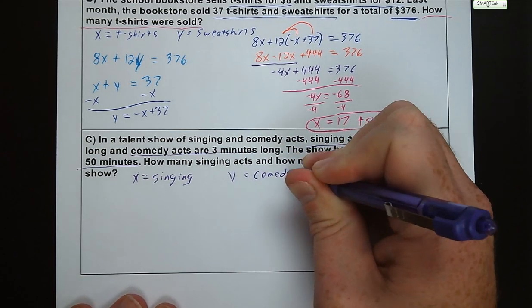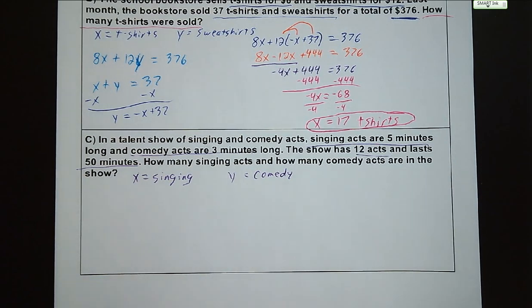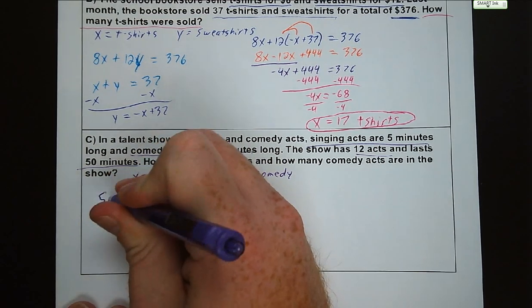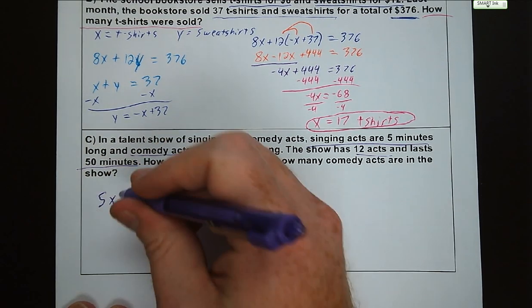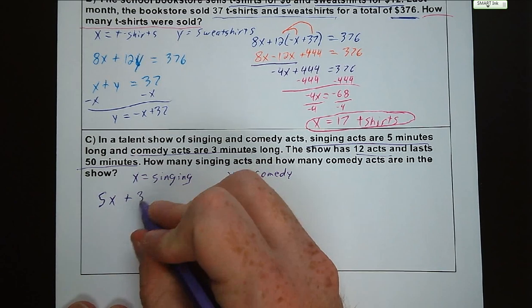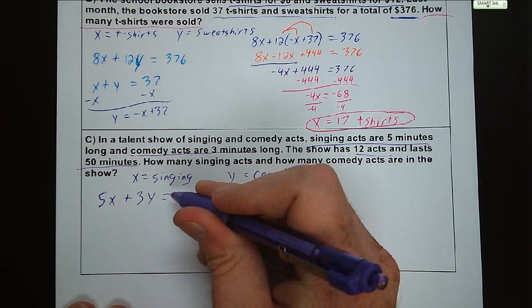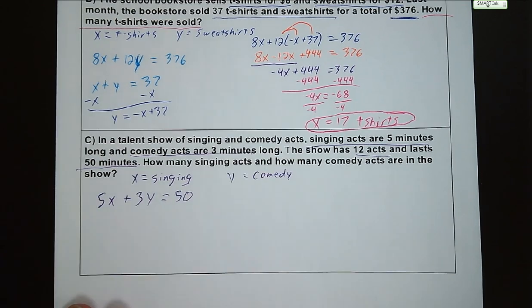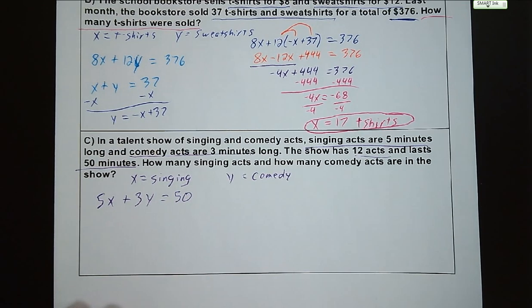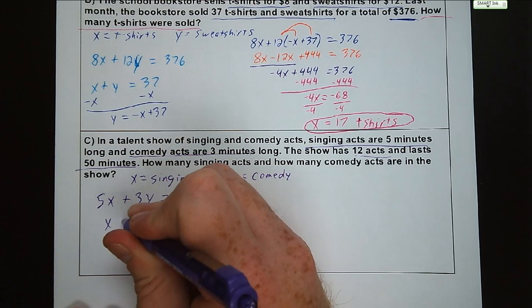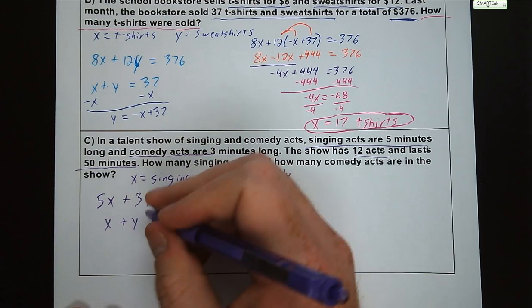Now, if you defined your variables the other way and you said X was comedy and Y was singing, that's fine. Your answers are just going to be the reverse of what we come up with here. All right, so it is 5 minutes per singing act times the number of singing acts plus 3 minutes for each comedy act times the number of comedy acts, and that is going to equal the 50 minutes that the show was. And we know that the number of singing acts plus the number of comedy acts is equal to 12.